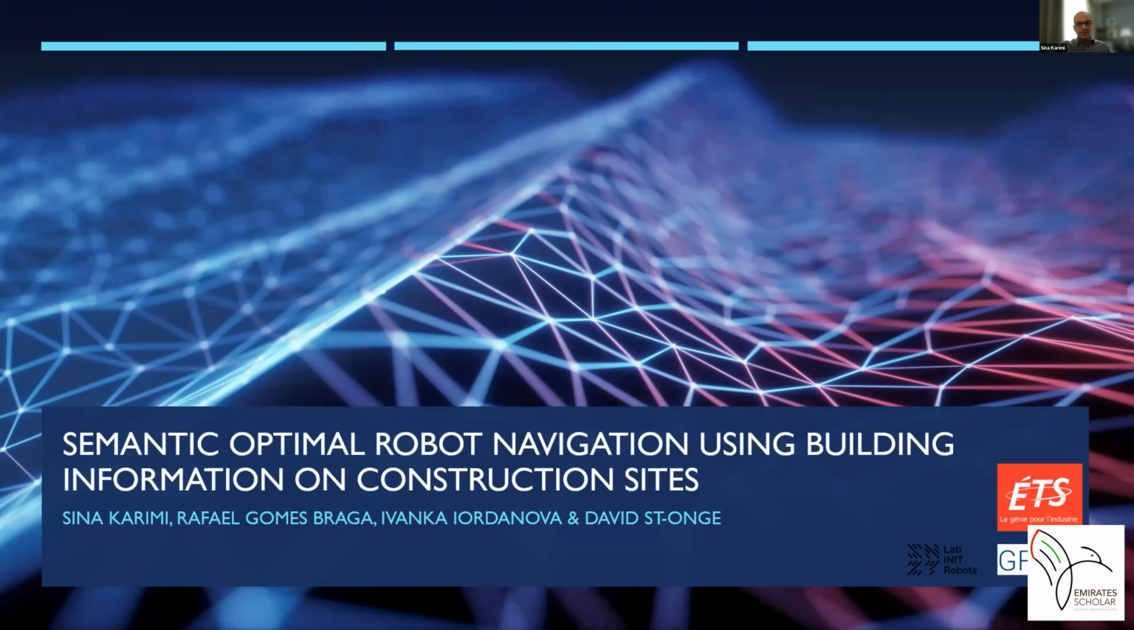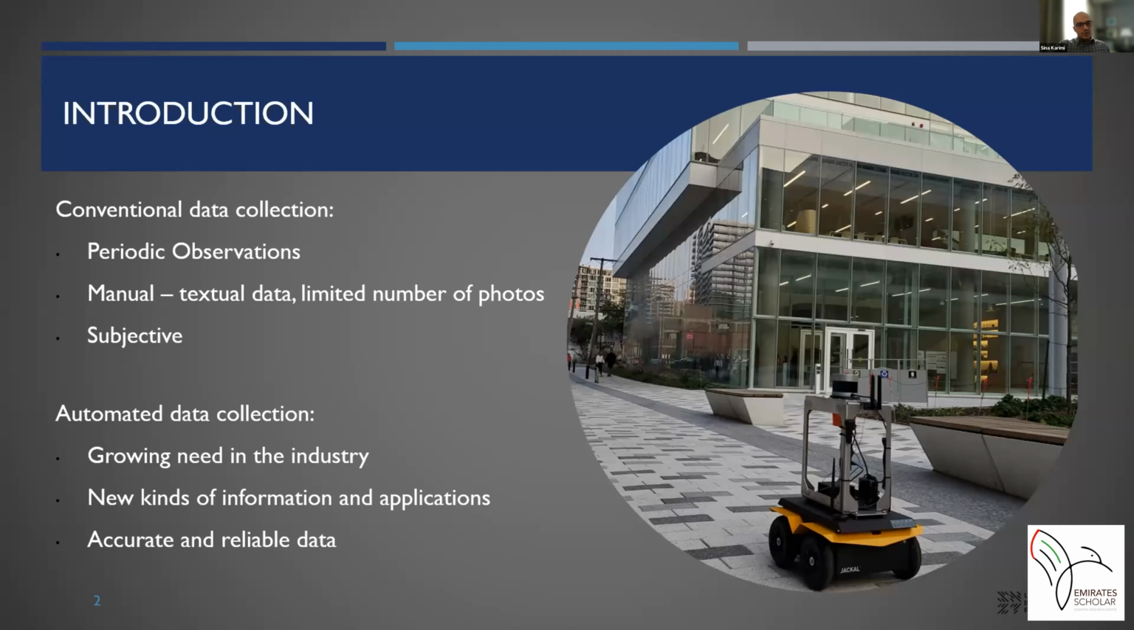As a bit of background and introduction, conventional methods of data collection rely on periodic observations. They are basically manual, which are textual data and a limited number of photos. And these conventional methods are mainly subjective. So it means that the task of data collection relies on individuals' interpretation of the construction progress, so when they go, they rely on their own interpretations.